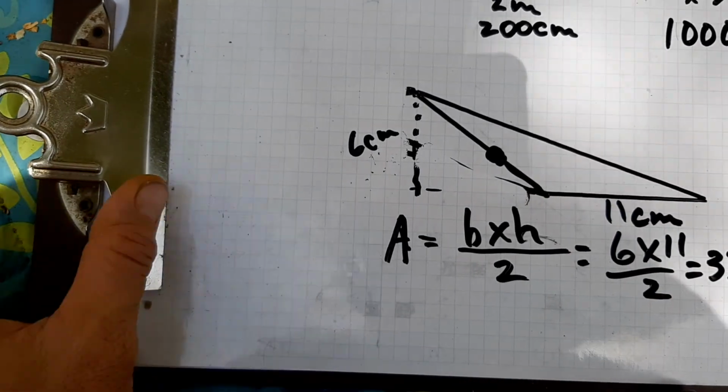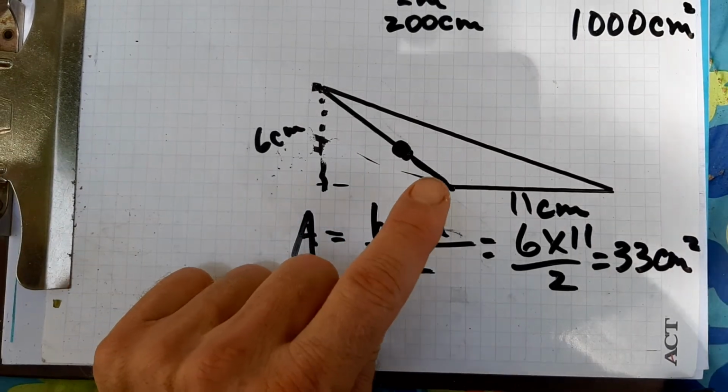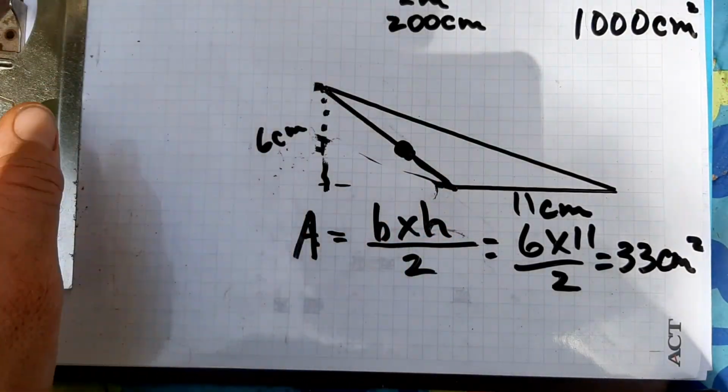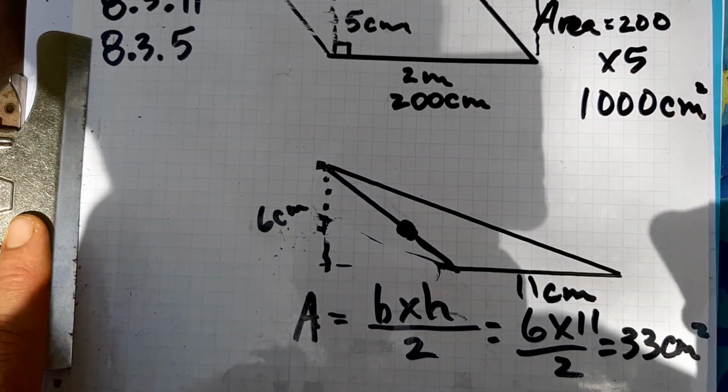So I'd like for you to think about this triangle being half of a parallelogram. That's how we find the area there. Okay, good job.